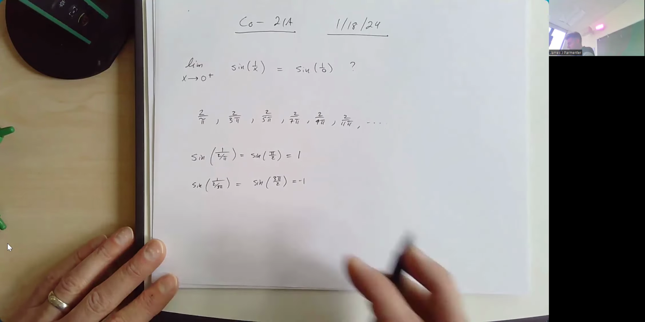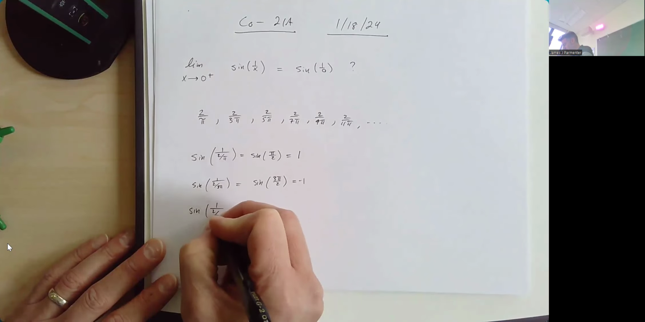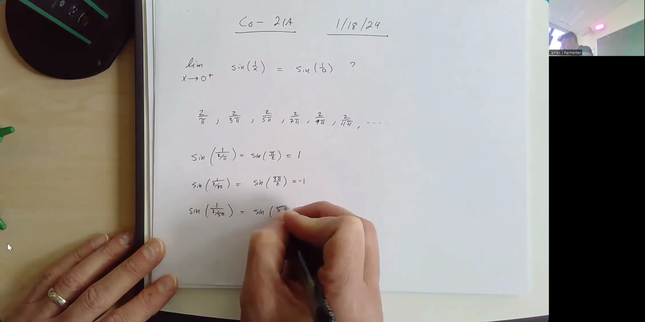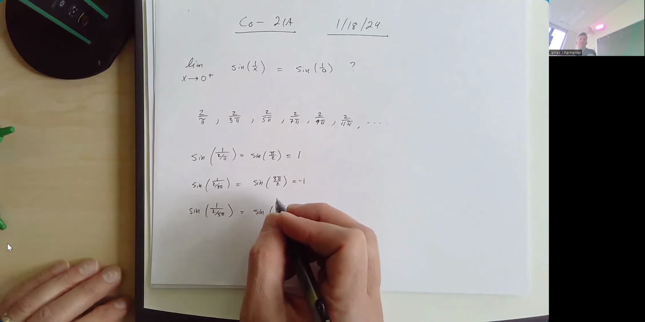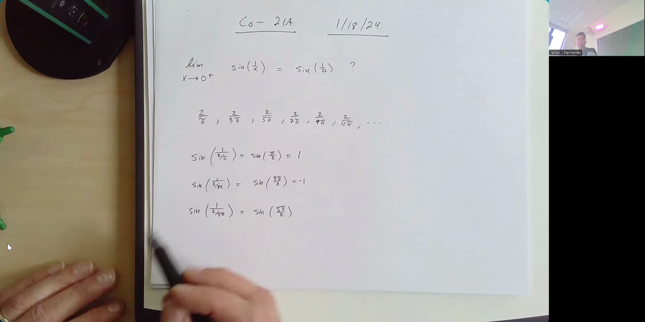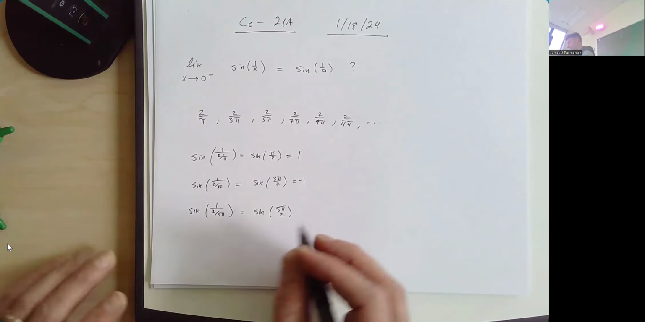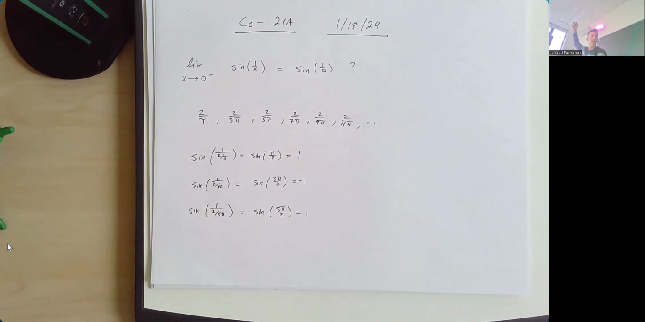And if I keep going, 2 over 5 pi, the reciprocal of that is 5 pi over 2. And 5 pi over 2 is coterminal with pi over 2. It's really pi over 2 plus a full revolution. Pi over 2 plus 2 pi. That's going to give me the same sine value of +1. So we're at the top of the unit circle.